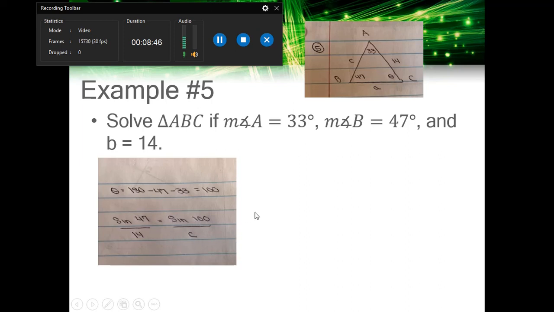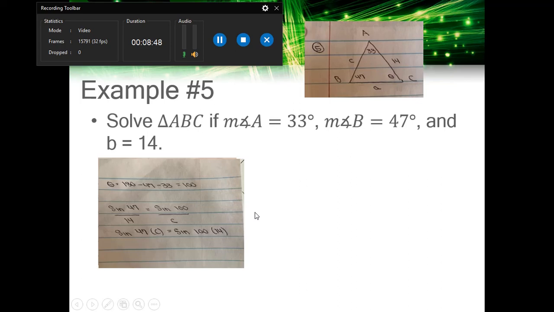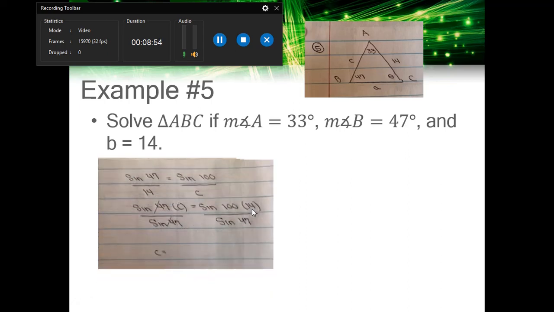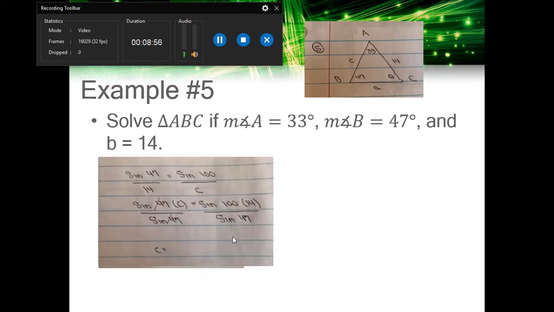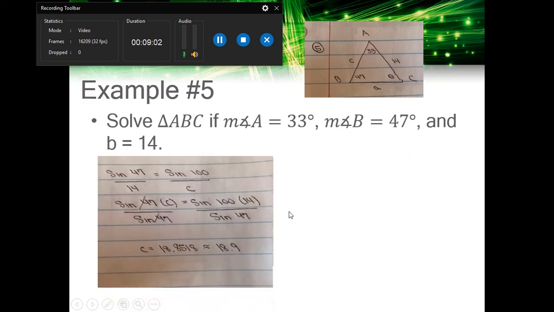So again, we're going to cross multiply. And then to isolate C, we'll divide both sides by sine of 47. I'm going to put this whole fraction right into my calculator. And I'll include a decimal somewhere in there so that it returns a decimal equivalent. I'm rounding it to the nearest tenth because it's not a whole number, even though side B was provided as a whole value.